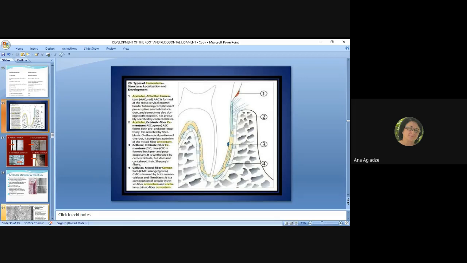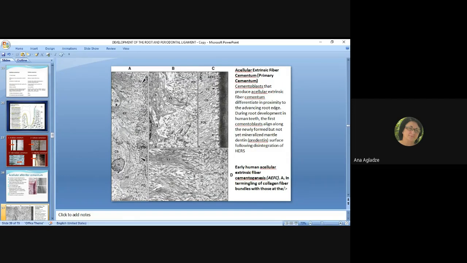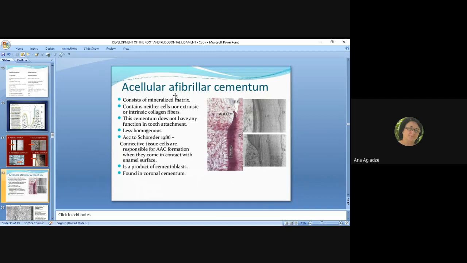Now, here, what is it? Here you can see acellular, afibrillar cementum. And let's recap. It consists of mineralized matrix. Here you can see the gingival margin and gingival epithelium. You can see the sulcus, epithelial sulcus, and it contains neither cells nor extrinsic or intrinsic collagen fibers.